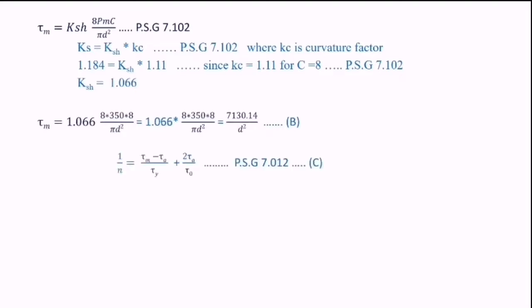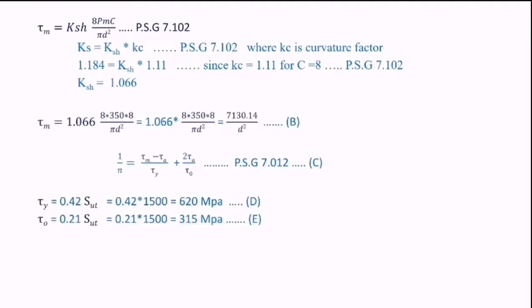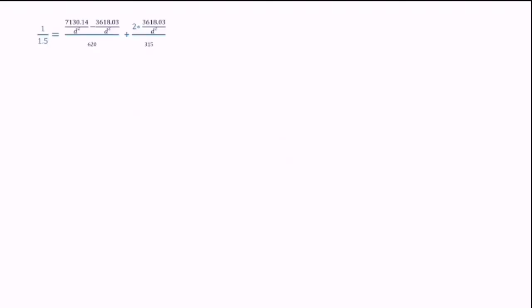Now from this main equation, the requirement of tau m and tau a are already fulfilled. Now we need tau y and tau 0. Tau y and tau 0 are given by the empirical relation as tau y is equal to 0.42 SUT and tau 0 is equal to 0.21 SUT. Substituting the required values, I will get tau y and tau 0 as 620 and 315 MPa respectively. Now all the values are known.